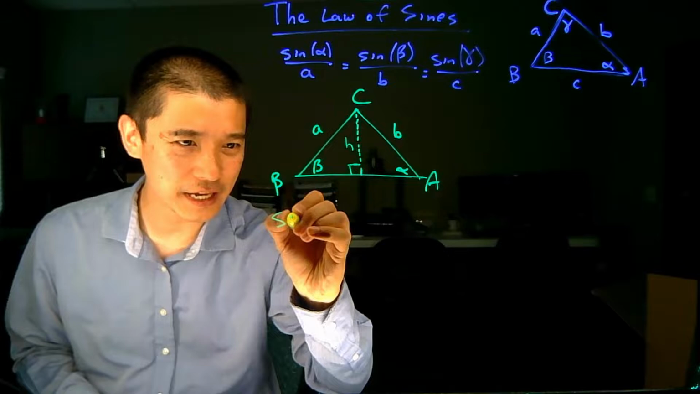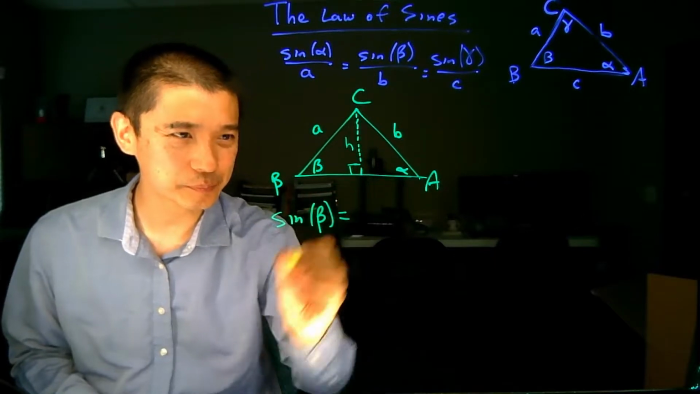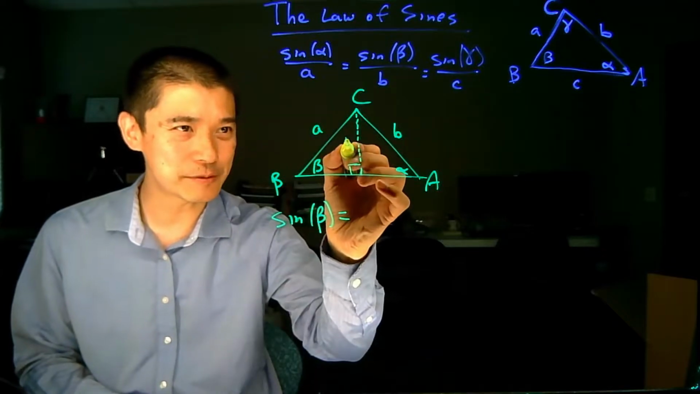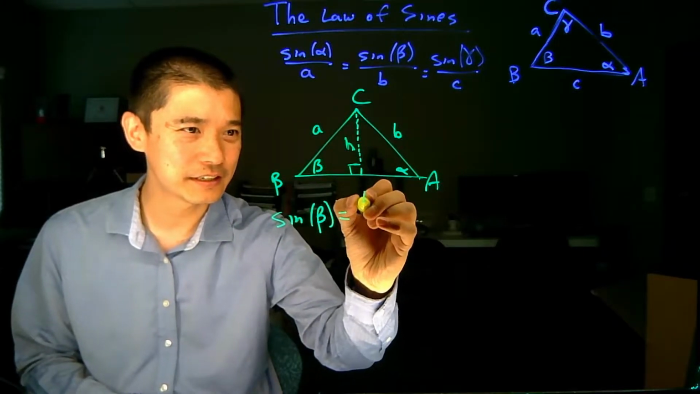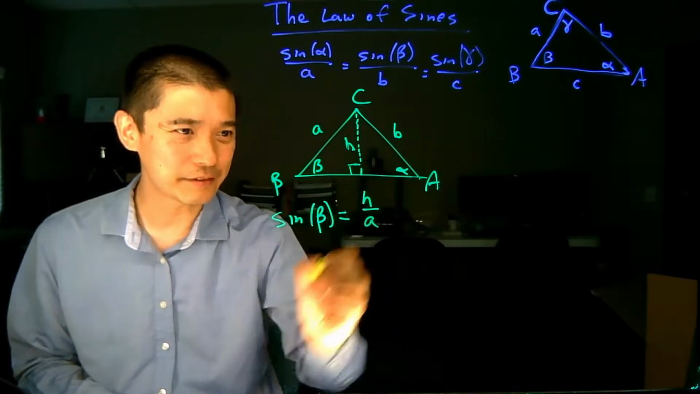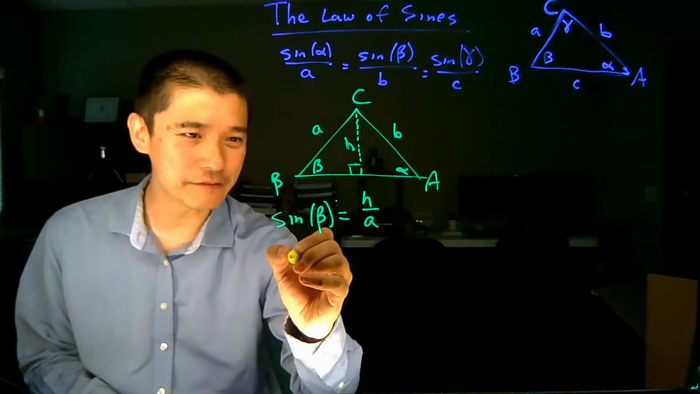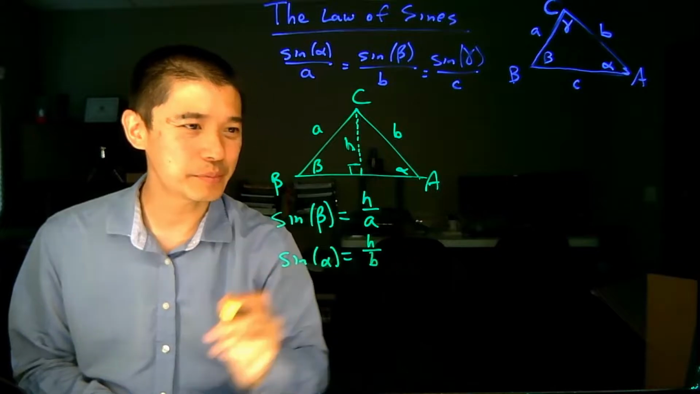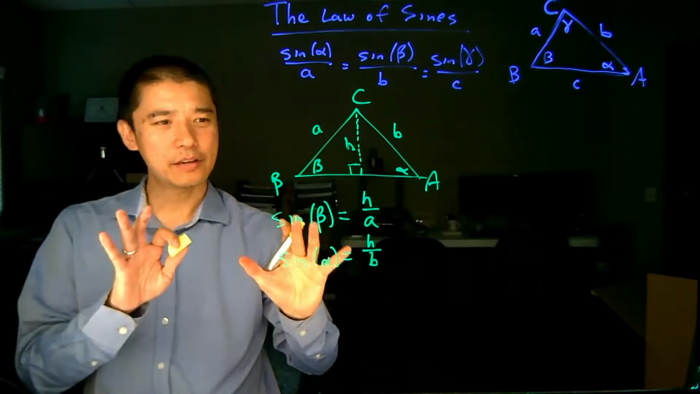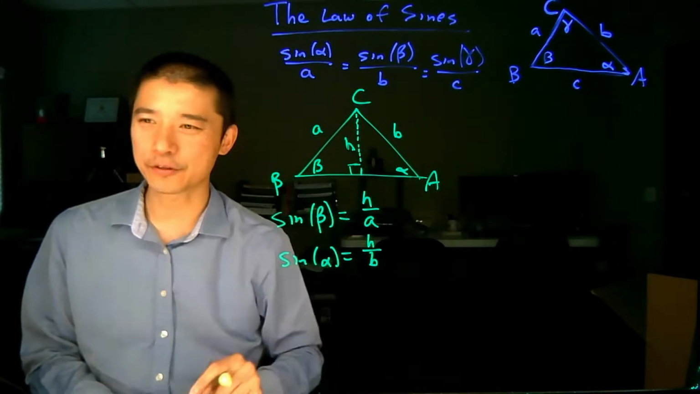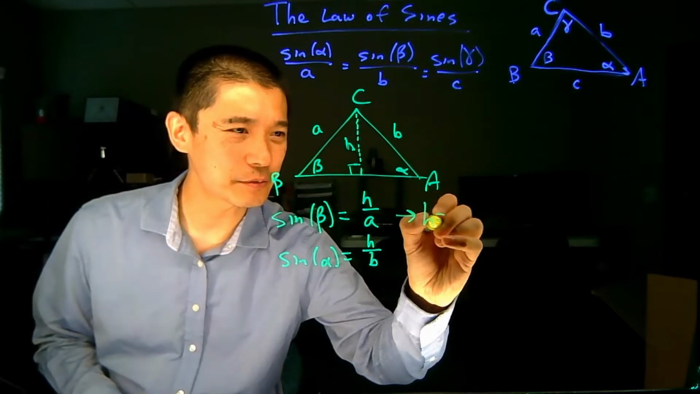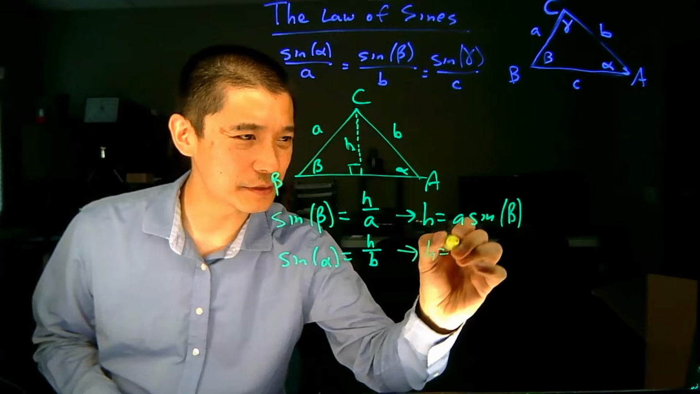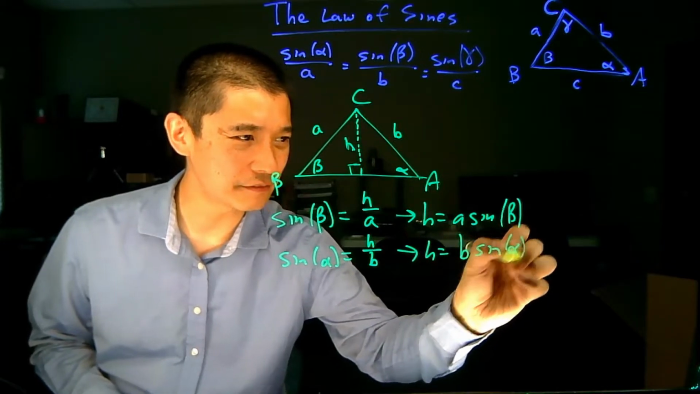Let's think about sine of beta. What is sine of beta? Well, SOHCAHTOA, sine is opposite over hypotenuse. The opposite is the h value, the height, and the hypotenuse is a. We can do the same thing with alpha. Sine of alpha is equal to h over b. If we take these things, we notice that there's an h in both of them. We could solve for h. So h is equal to a sine of beta, and h is equal to b sine of alpha.